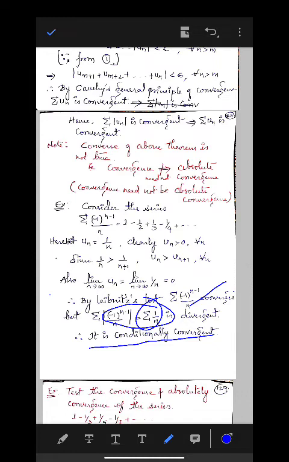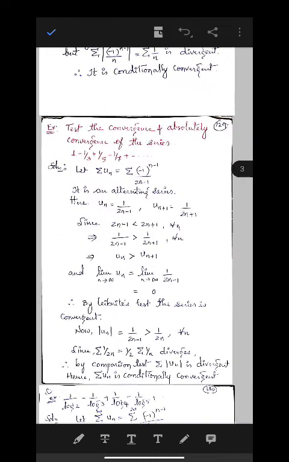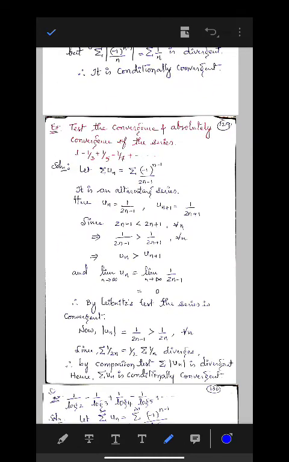Okay, so let us solve some examples on absolute convergence and conditional convergence. Test the convergence and absolute convergence of the given series. See what is given. Here the series is 1 minus 1 divided by 3 plus 1 divided by 5 minus 1 divided by 7 and so on, right?